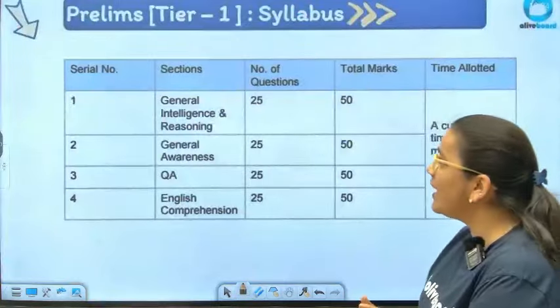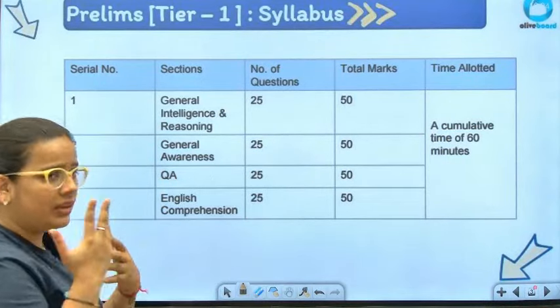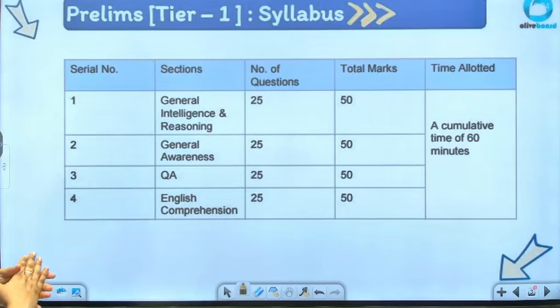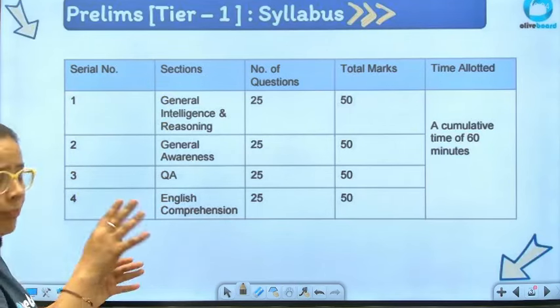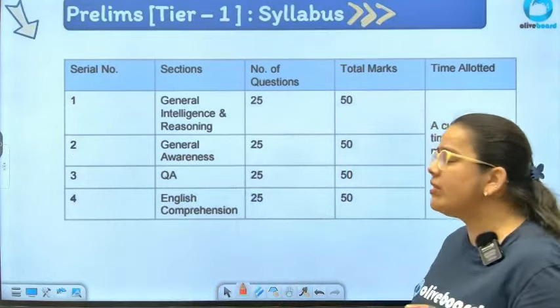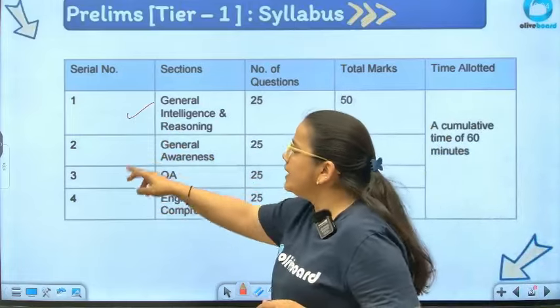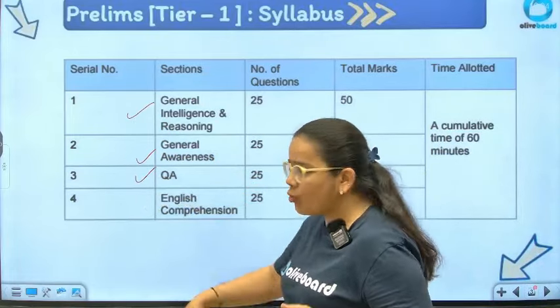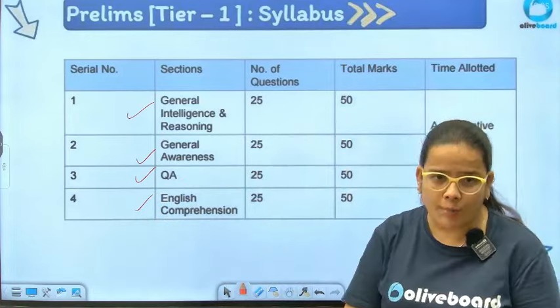Okay, let's start. First of all, as we know, this particular exam consists of a first stage, that is your tier 1. Now, what is the syllabus of this tier 1? Basically, your tier 1 consists of 4 subjects. First is reasoning, then general awareness, quantitative aptitude, and then English comprehension.